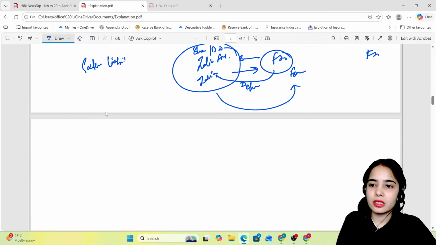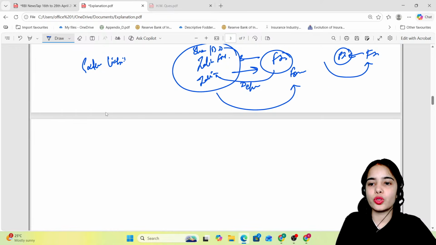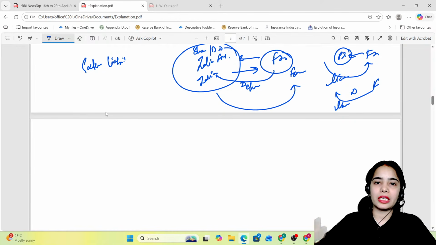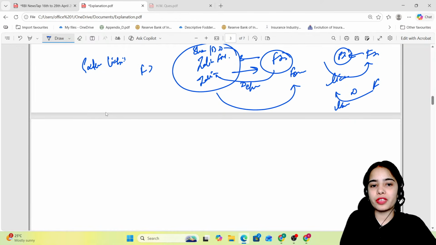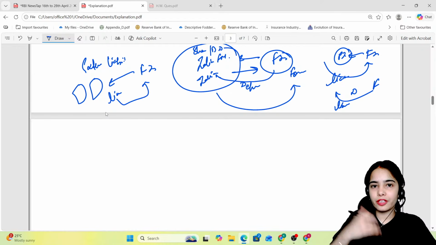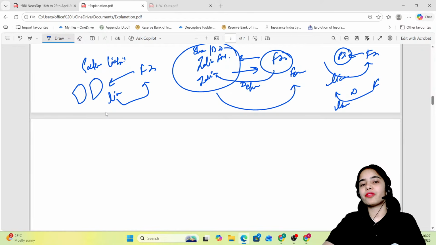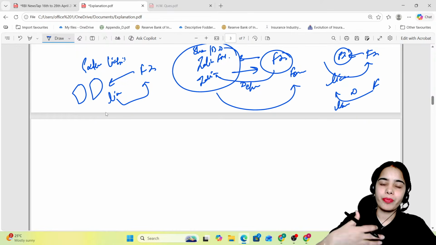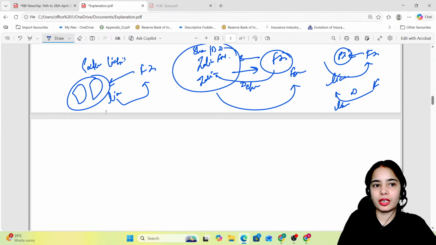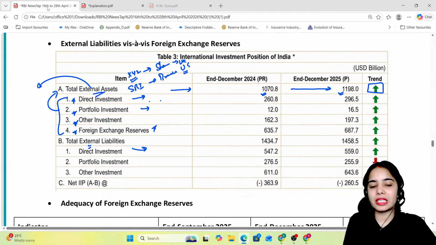So when the foreign investors do portfolio investment, we will have to return the money in the future. So this is a liability. When foreigners deposit their money in our country, this is a liability because we will have to return the money in the future. When foreign investors open their subsidiaries or branches in our country, this is also a liability, because in the future they might close down their business and we will have to return the money to them on the basis of how much asset they have in India. So this is the liability: the direct investment that the foreigners are doing in India.